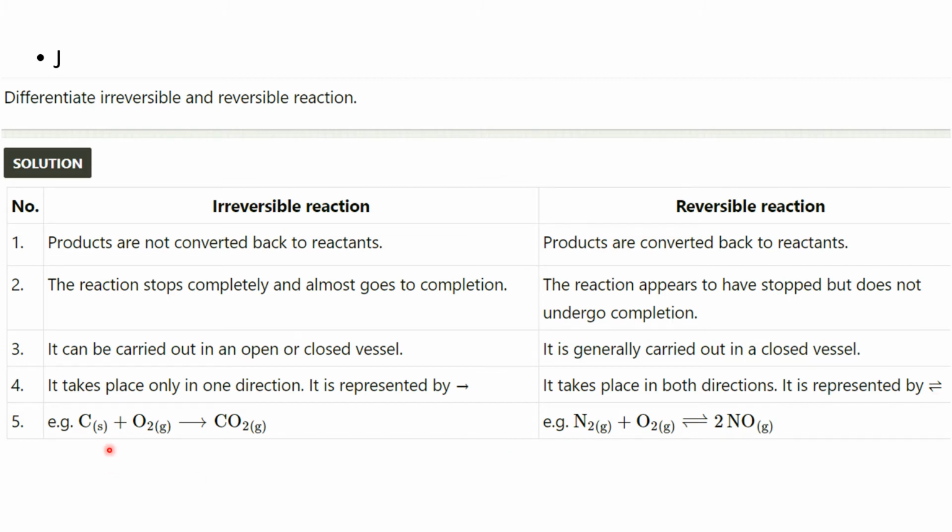An example for an irreversible reaction is C(s) + O2(g) → CO2(g). A reversible reaction example is N2(g) + O2(g) ⇌ 2NO(g).